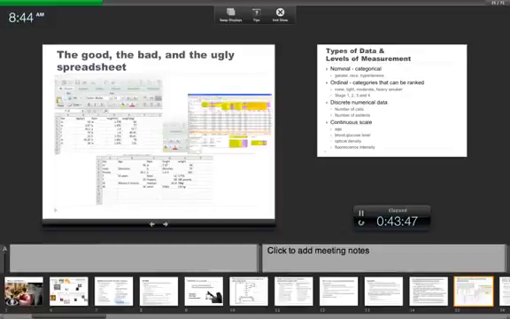Okay, and this is the ugly. You have the first row with too much information, and the color is too distracting. The information is all in different pieces in different places, and this spreadsheet is not sortable. It's very difficult to analyze.